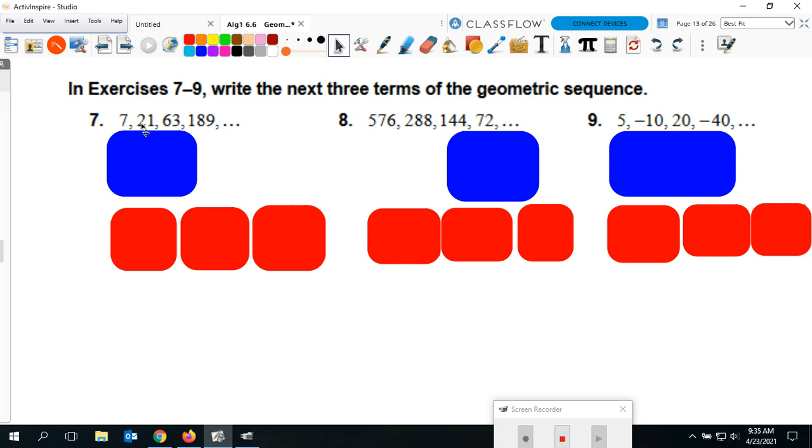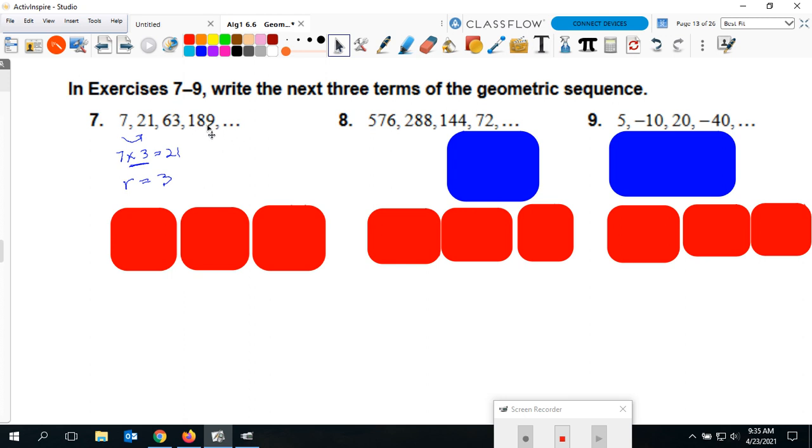You'd be multiplying by 3. So you could try that. You could say 7 times 3 is 21. So since you're timesing by 3, that's your common ratio number. R we'll use as a common ratio. The ratio is 3. So if we just keep multiplying by 3, now we have 189.